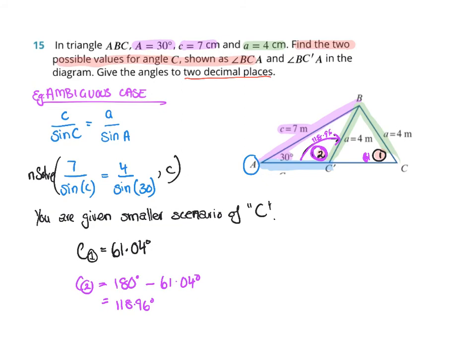Just look out when you're asked to find two and make sure you do that, or look at the diagram to make sure, because say you might only have been given the bigger scenario diagram, you need to realize that you have that second option, not the first option.